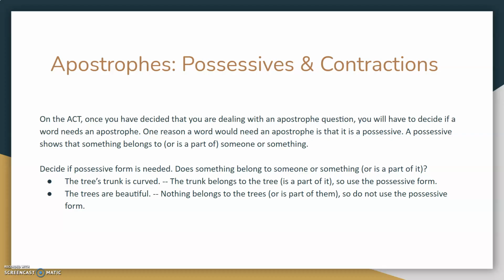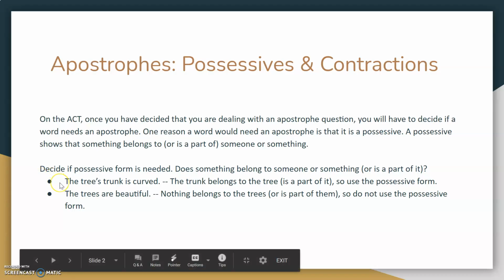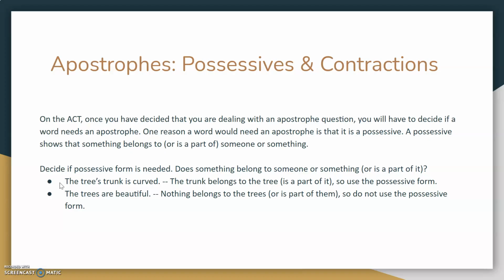Today we're going to look at creating possessive nouns. A possessive noun is a person, place, or thing that owns something, right? Something belongs to that person or belongs to that place or belongs to that thing. Today I want to look at trees as an example of trying to decide if the word is possessive or not. So let's look at this first sentence.